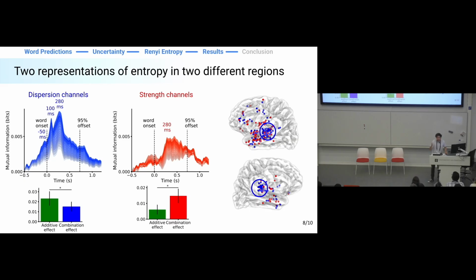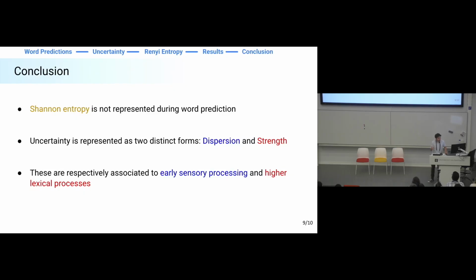Cool, and that's basically what I'm going to leave you with. So in conclusion, Shannon entropy is not really represented during word prediction, and actually its uncertainty is represented in two different distinct forms, which are dispersion and strength. And these are respectively associated to, and when I say that in a very broad sense, early sensory processing and higher lexical processes. And what I do mean is actually different functions. Like, I don't want to put too much emphasis on that.